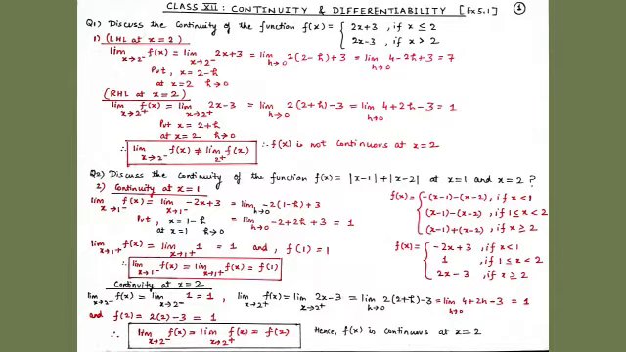And this is equal to limit h tends to 0 of 2 into 2, 4, and then 2 into h is 2h, and then minus 3. When we substitute the limit h tends to 0, we get 4 minus 3, which is equal to 1. So students, you can clearly see that the left hand limit is not equal to the right hand limit. So our function f(x) is not continuous, or we can say discontinuous, at x equals 2. We can write it as limit x tends to 2 minus f(x) is not equal to limit x tends to 2 plus f(x).